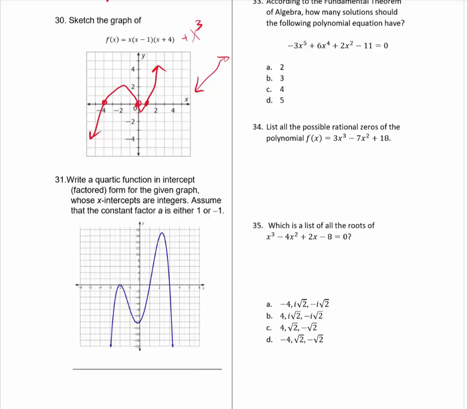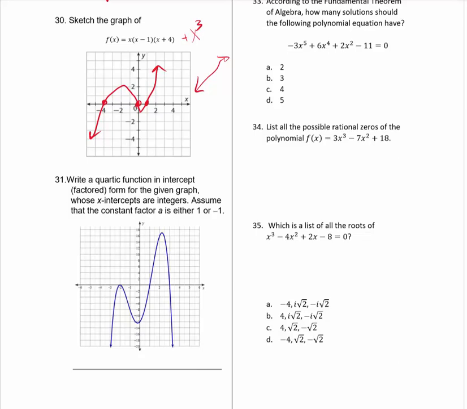Write a quartic function in intercept, also known as factored form. In other words, we are going to use the zeros, and we're not going to multiply this out because that would be more work than we need to do. It tells us our x-intercepts are integers, so it's not secretly a little bit off of the whole number. And our constant factor, at the beginning in front of our parentheses, is either going to be a 1 or a negative 1.